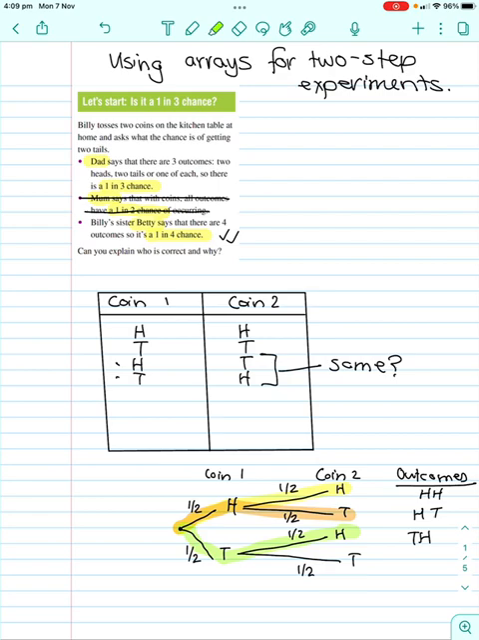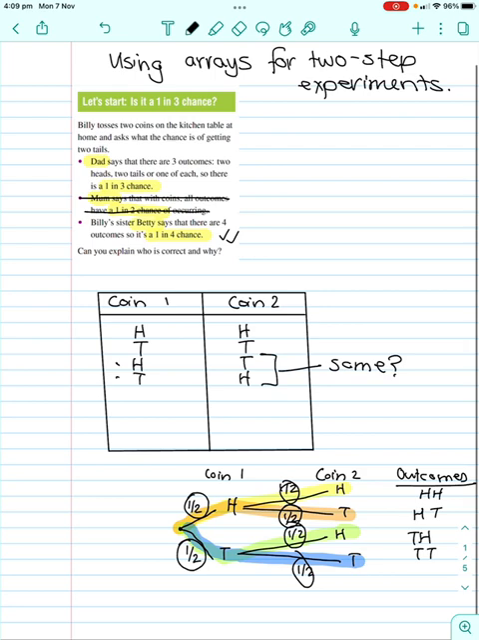And finally, we'll go blue. We're going to have a tail and then a tail, so they match up to what we just did in our table. But then the really cool thing about tree diagrams is that because we've assigned all these probabilities, we can actually multiply them to find a certain outcome.